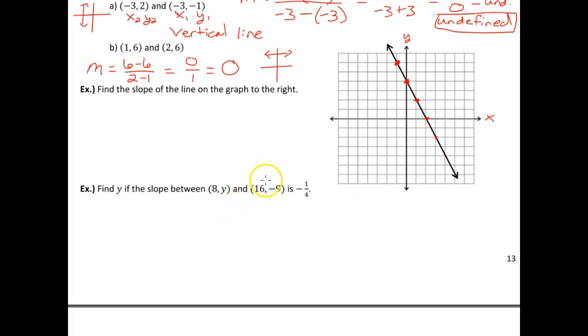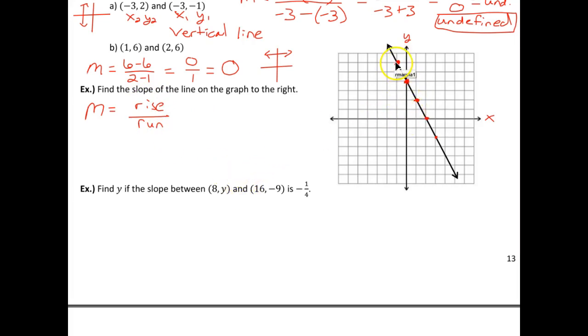Now, I can do this one of two ways. I can identify these points and use the slope equation, or I can just look at this picture and identify what's happening. Because slope is rise over run, right? It's the change in y values divided by the change in x values.